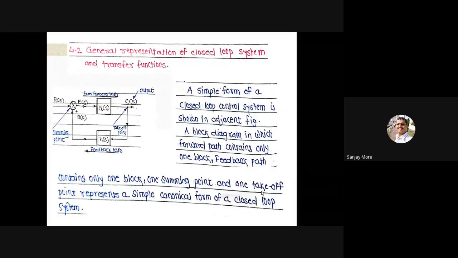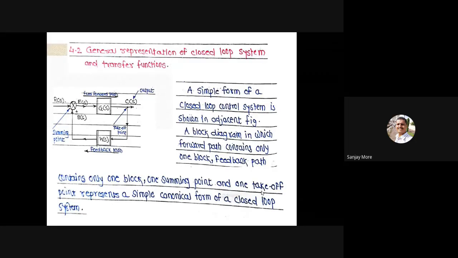The next point is general representation of closed loop system and transfer function. Give the heading general representation of closed loop system and transfer function.